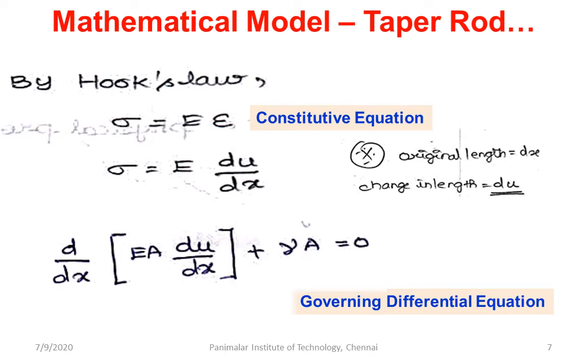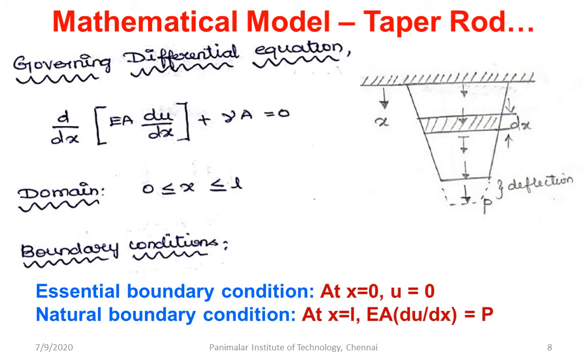So when you write a mathematical model, we have to write three things. We will see in the next slide. So this is the mathematical model of a taper rod. For a mathematical model we have to express three things. The first one is the governing differential equation which we derived earlier: d by dx of EA du by dx plus gamma A equal to 0. So this is the governing differential equation of this taper rod problem.